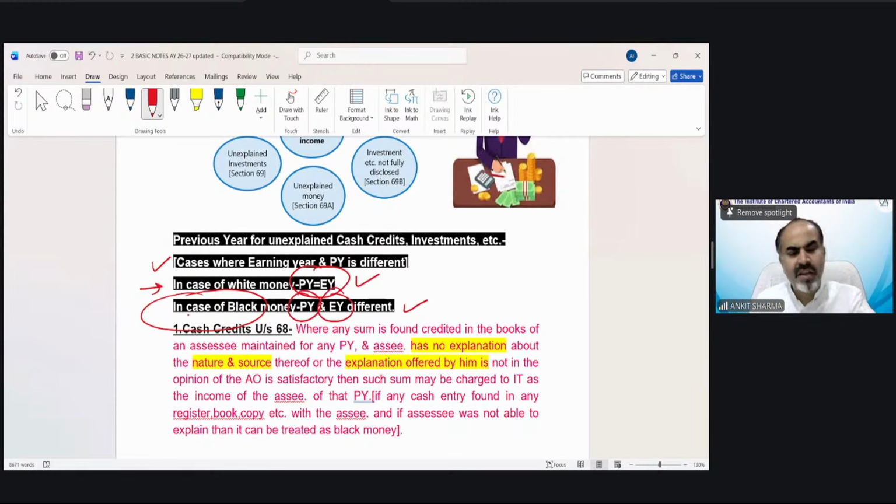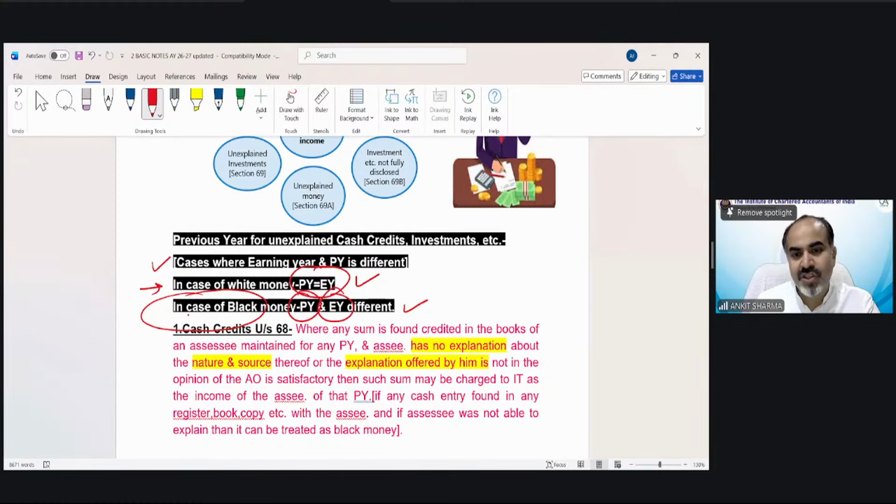Again, out of these 6 cases, 5 cases are similar. The department finds out your unexplained money, unexplained investment, etc. Unexplained money or unexplained investment means income which cannot be explained by you, that is, from where you have earned it. So that would be treated as your black money.